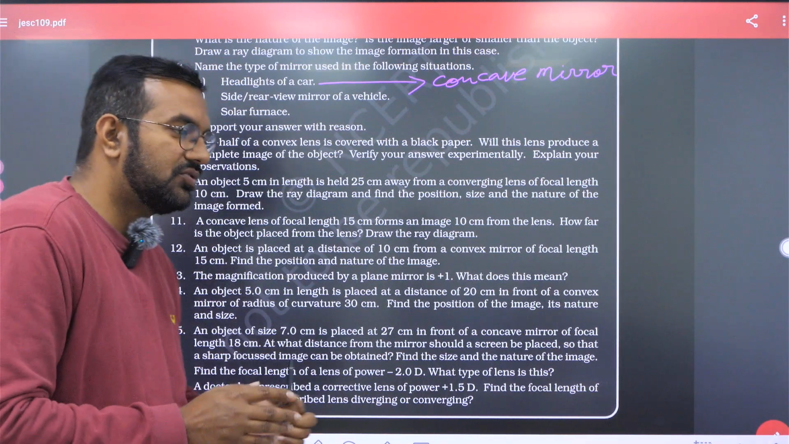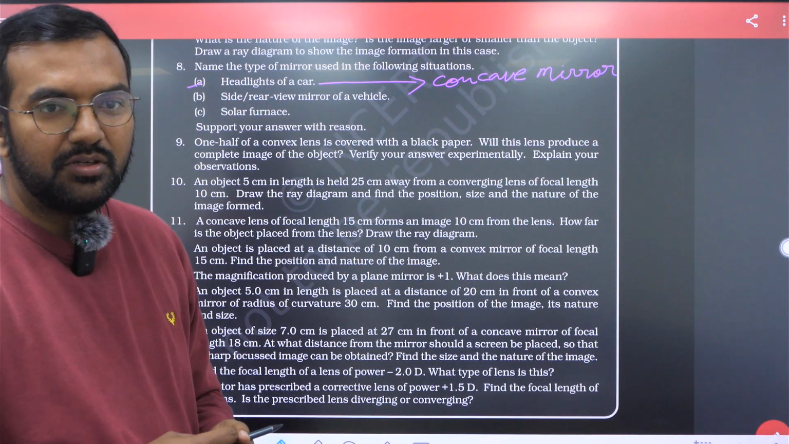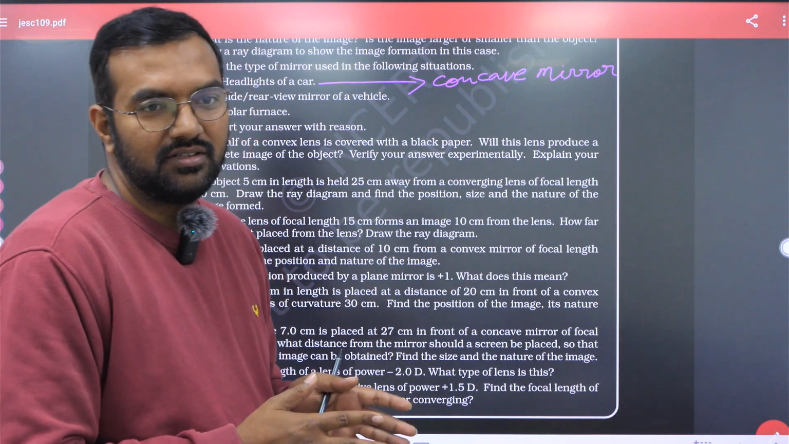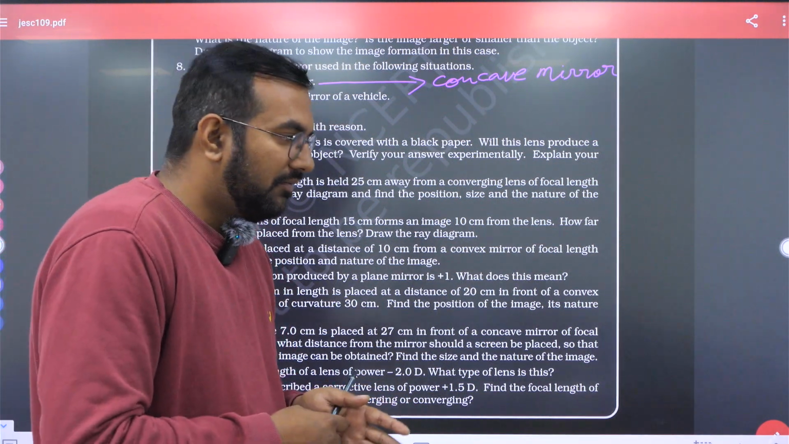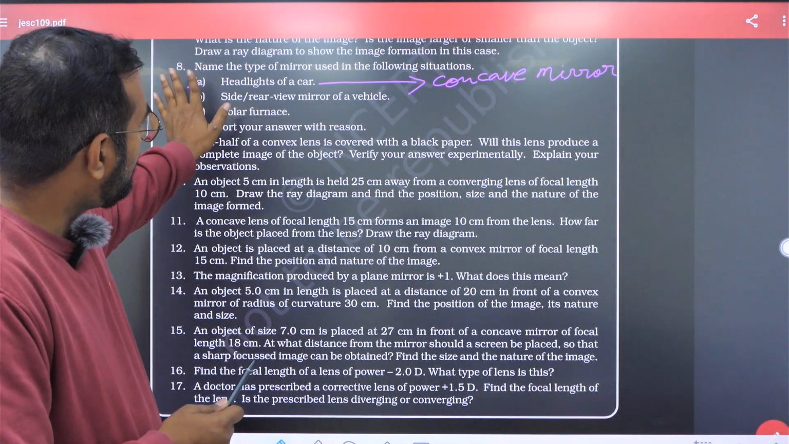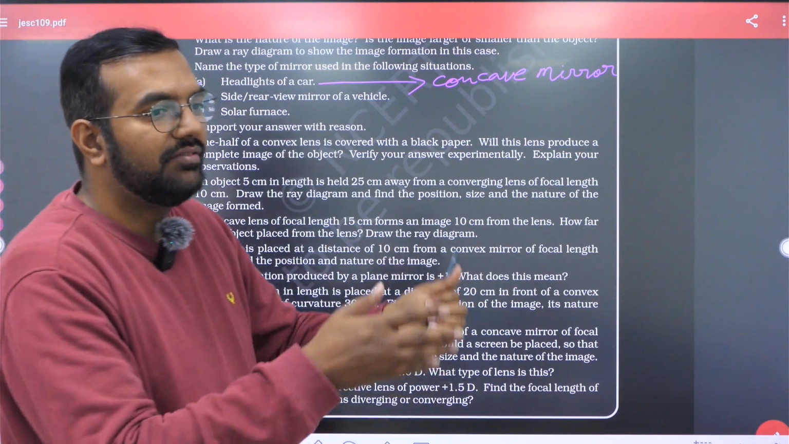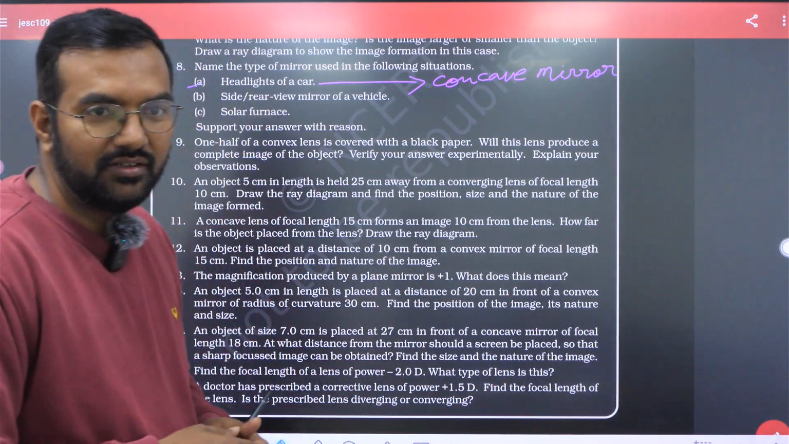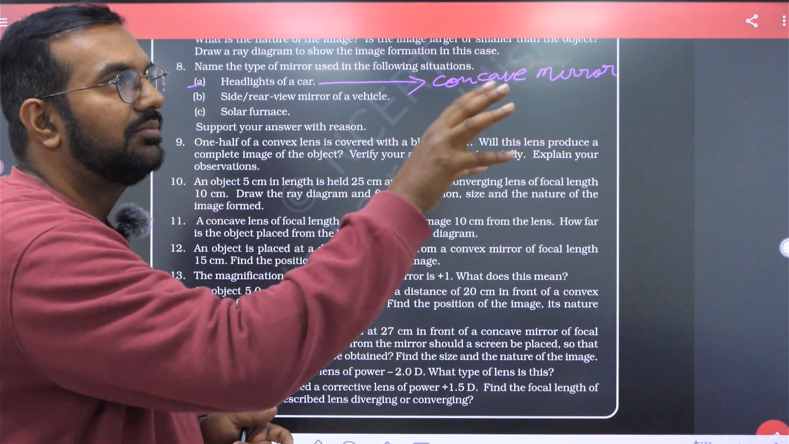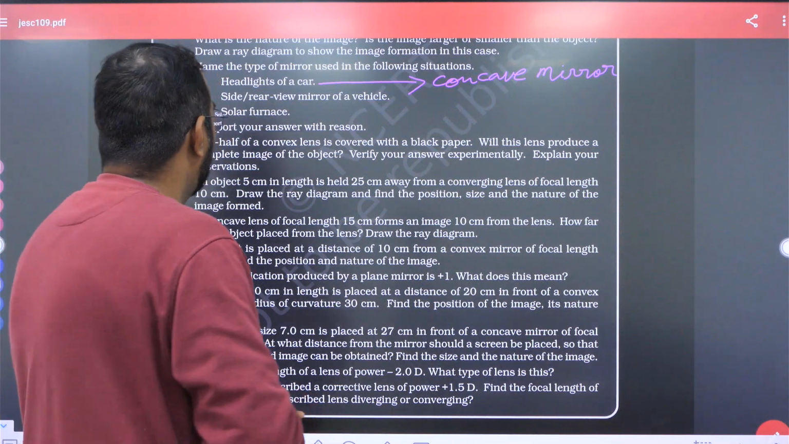For the headlight of a car we should use concave. Why concave? Because it is a converging mirror. When a beam comes from infinity parallel to the principal axis, all the beams of light will go parallel, and we have to converge them. Generally, you can see that the light of the headlight of the car focuses. That's why the concave mirror.